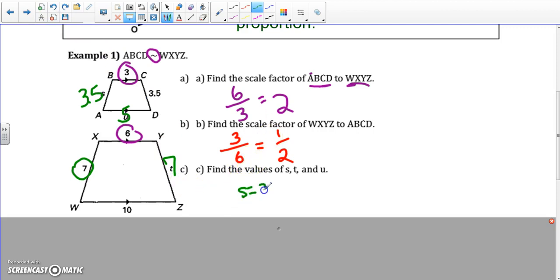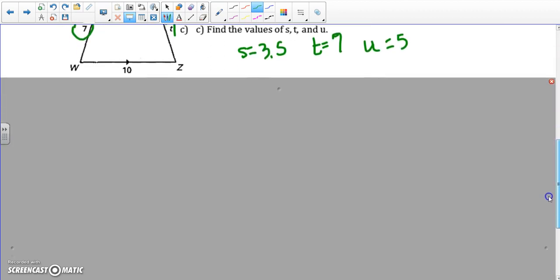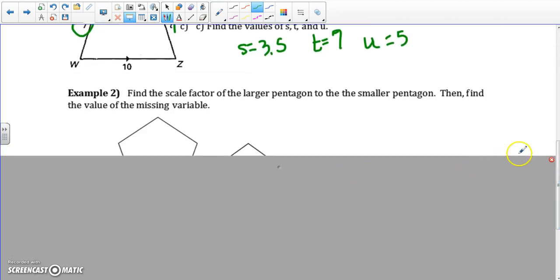Alright, so S equals 3.5. T equals 7, sorry about that. And U equals 5. So scale factor, that's one way you can solve all of these problems.